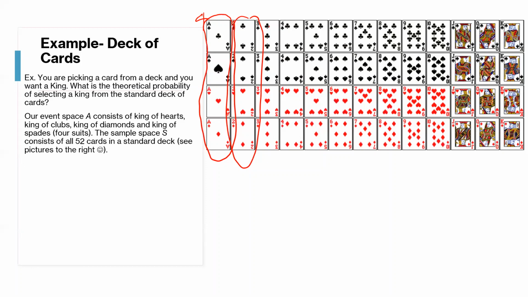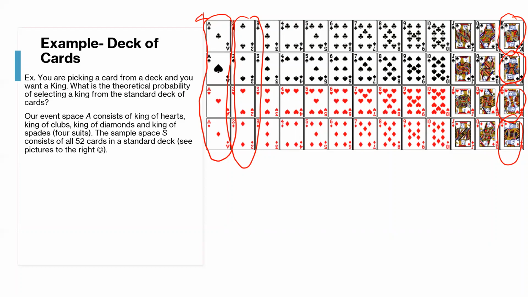So in this case, we are interested in finding the probability of choosing a king. So there's actually 4 outcomes that we're interested in. So there's the king of spades, king of clubs, king of hearts, and king of diamonds. So these are the 4 outcomes that we're interested in.